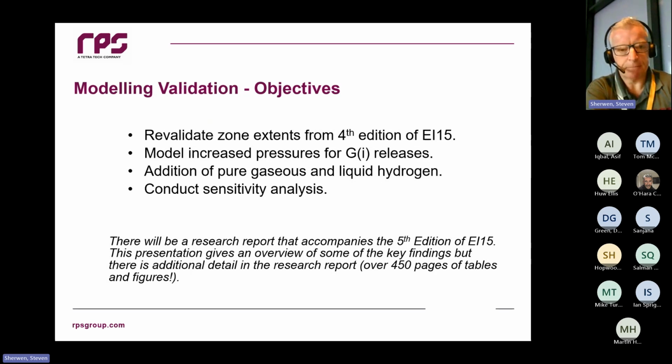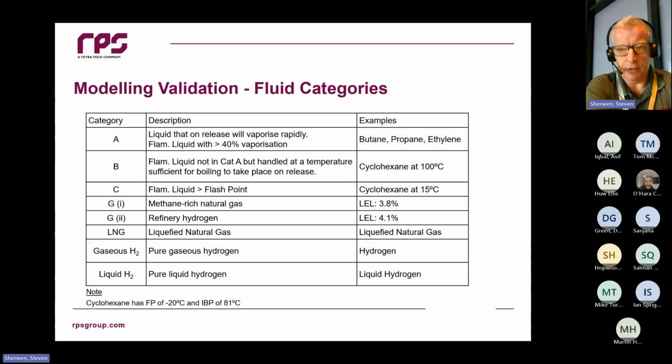Okay. So when you're using the EI15, one of the first hurdles you have to overcome is to identify, can you use the document? Can the fluids that you're looking at fit one of these fluid categories? As you can see from the table, there are a number of fluid categories that EI15 recommends. When you've got liquids, it's fairly easy to identify a fluid category. So if you think of petroleum, it is fluid category C because it's a flammable liquid handled at a temperature well above its flash point.